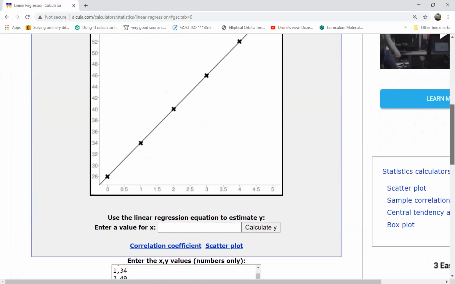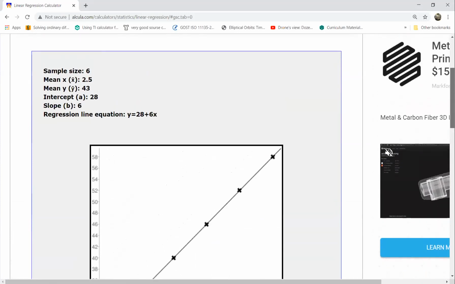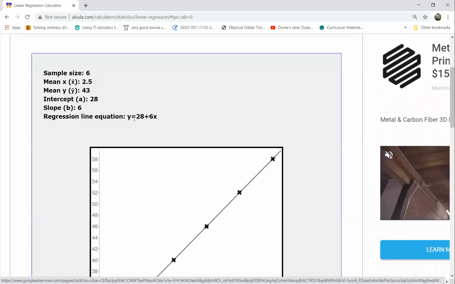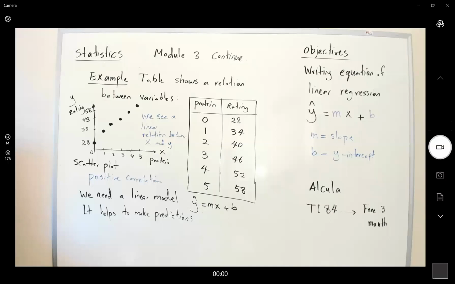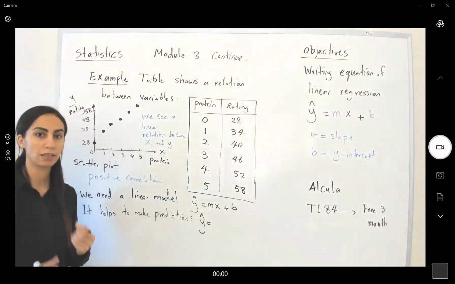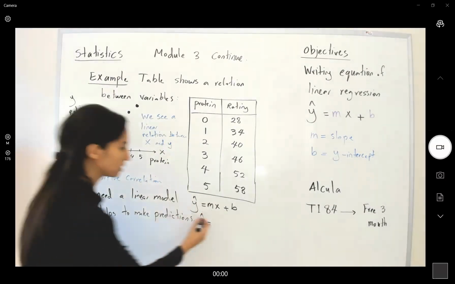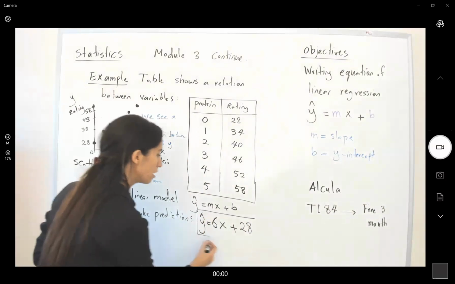Perfect. So this is your linear regression. As we graph this, we see we have a linear relation between these points, and your regression line is equal to y = 6x + 28. So as we calculated our linear regression line, y hat equals, I'm going to write it in the standard way, mx plus b, slope intercept. My m is 6, 6 times x plus 28. This is your linear model.